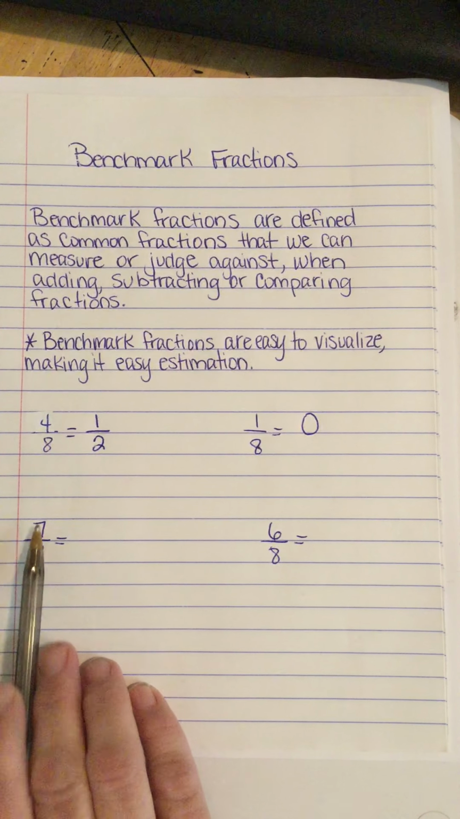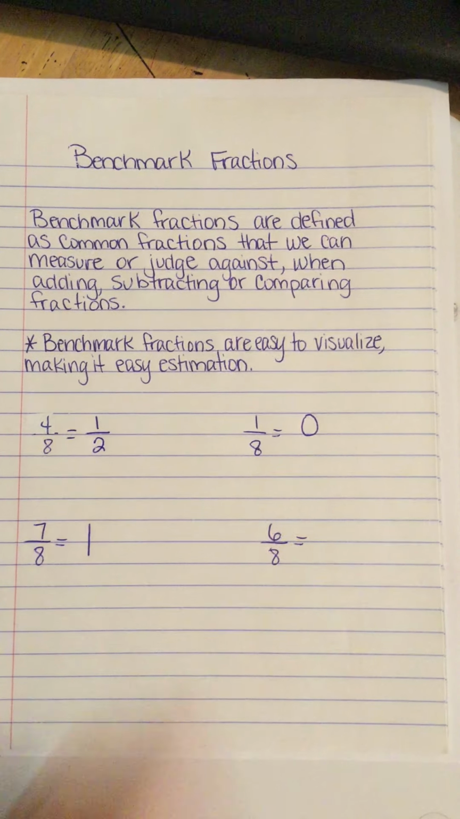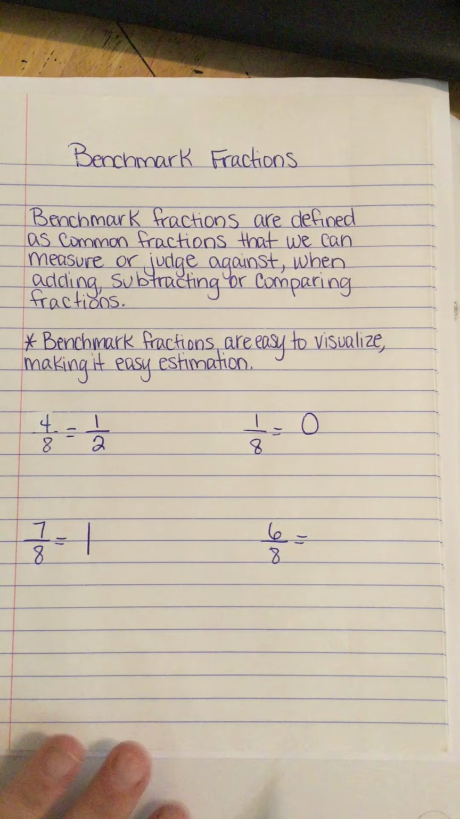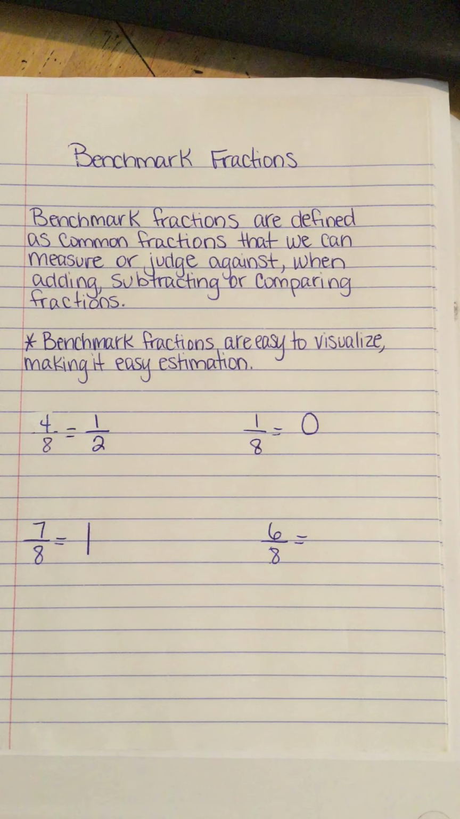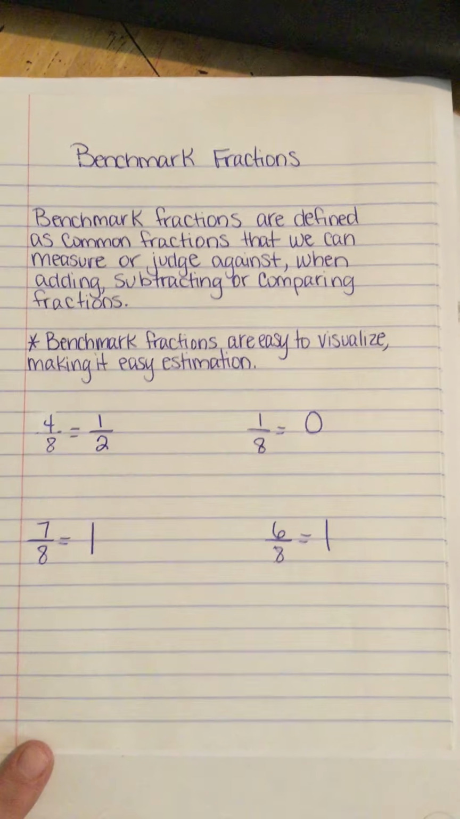7 over 8. 7 is close to 8, so 7 over 8 is going to be considered 1 whole. We would estimate it to be 1 whole. 6 over 8. 6 is really close to 8. So it could be a half and it could be a whole. We lean towards 1 whole.